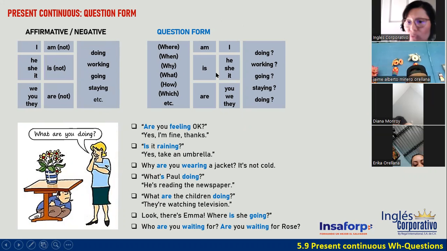¿Y qué sucede con las question forms? Well, it's very easy, es súper fácil. ¿Qué hacemos? Vamos a hacer un switch. Hacemos un cambio entre el verbo to be y el sujeto, ¿de acuerdo? Y luego acá tenemos las question words, or WH words, ¿verdad? Como where, when, why, what, how, and which, ¿verdad? Entonces tenemos cada una de esas disponibles para hacer nuestras WH questions.